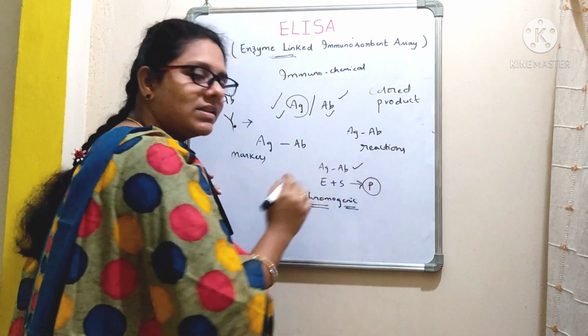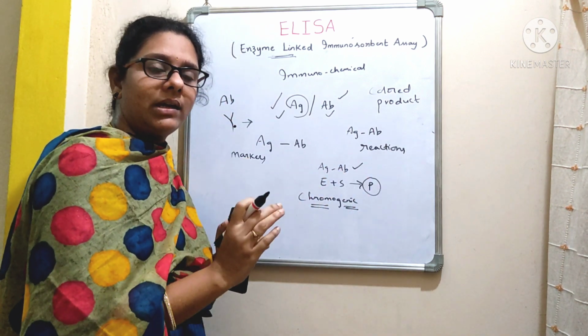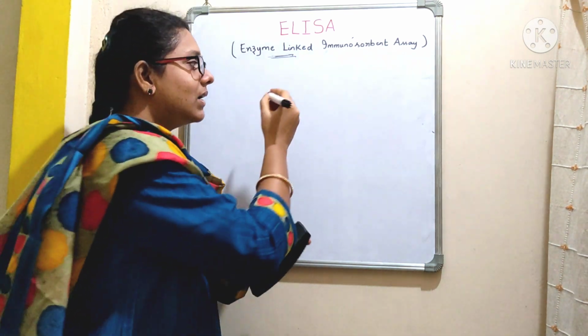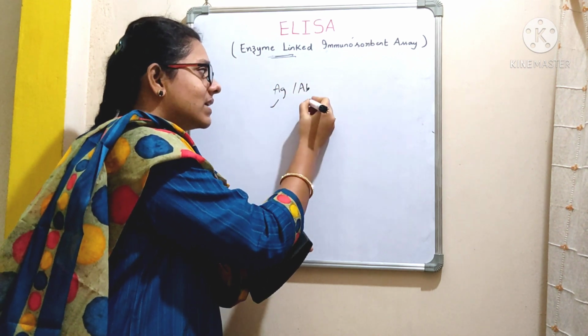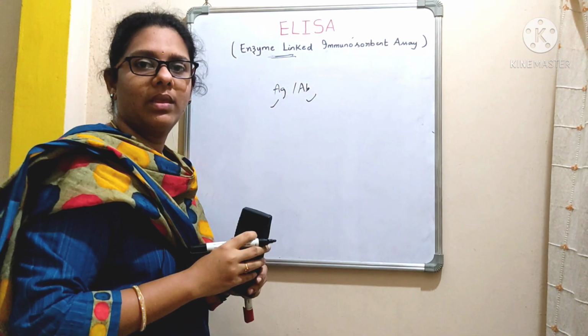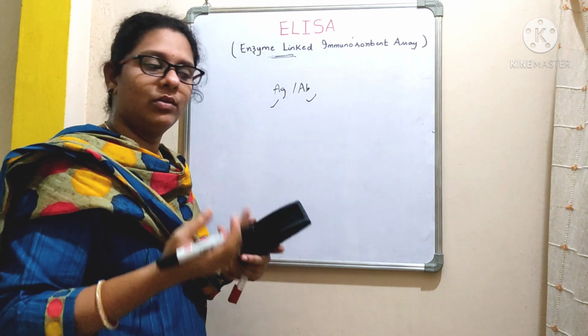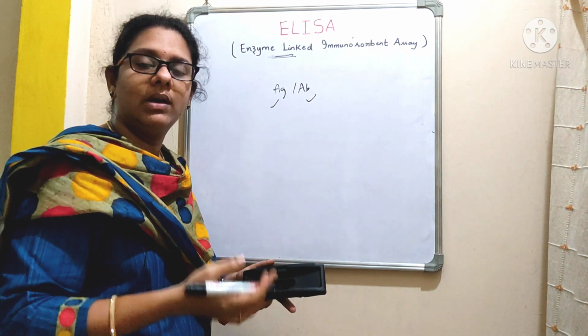What is this antigen and antibody? You need to know what they are before we go into this topic. Here we are saying that we can detect either antigen or antibody. What is this antigen and what is this antibody? There are many microbes. That could be a bacteria, a fungi, a virus, whatever it could be.